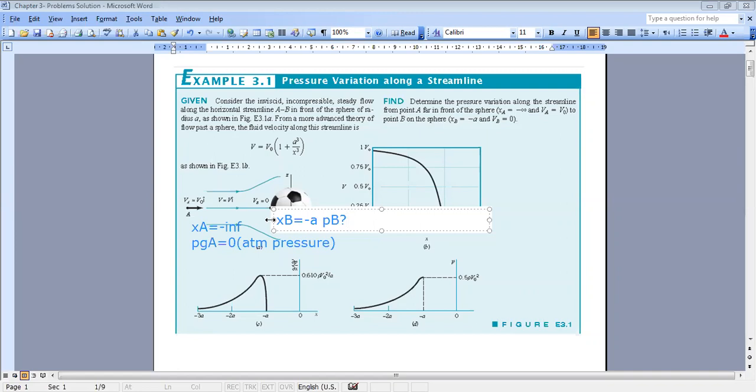Can we use Bernoulli's equation? Yes, very good. We can use the Bernoulli equation. But of course here, why choose B if I already know the conditions at A? Since I already know the condition at A, I will directly take A as a point. But if they ask you to find PB, it's very simple. You can just apply Bernoulli between A and B.